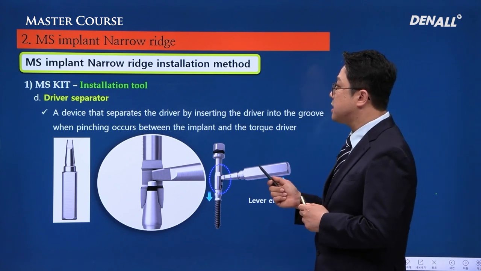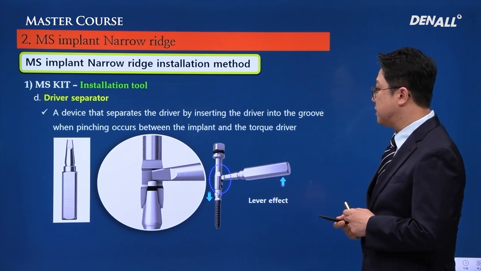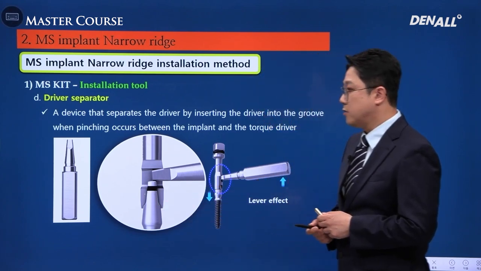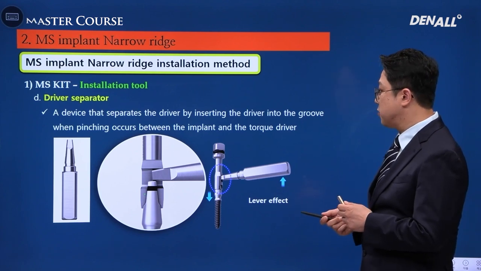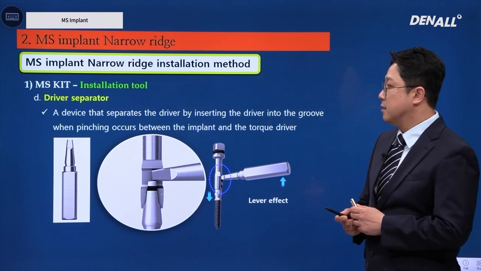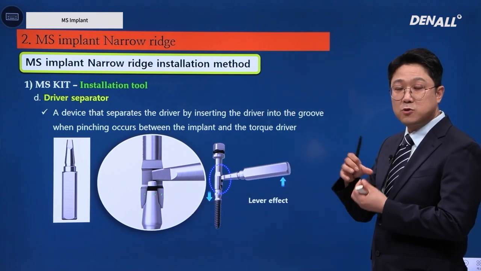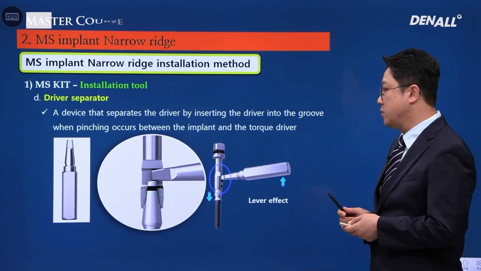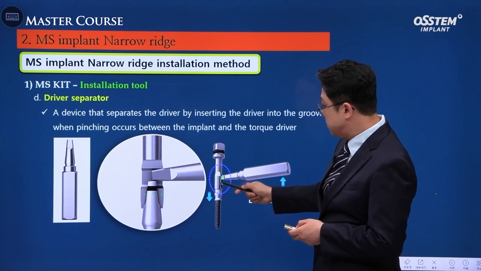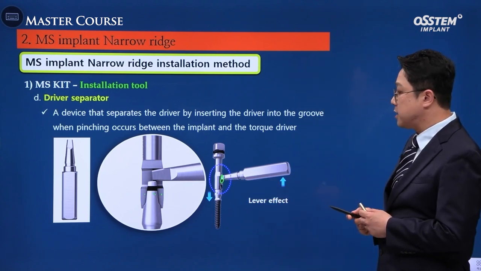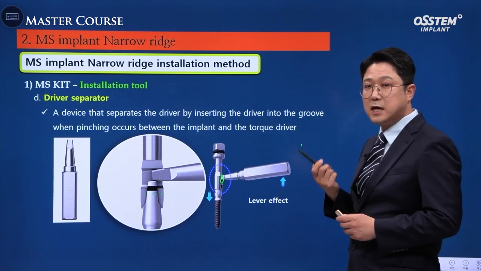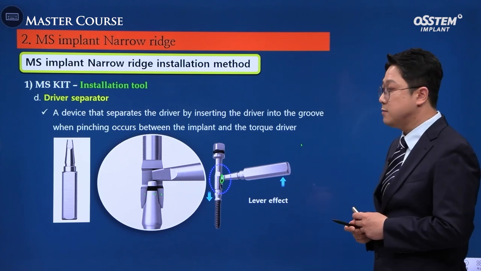What is unique about MS kit is that it has driver separator. When you place implant with machine driver or torque driver, at times it can get locked and it's difficult to detach the driver. In this case, you can use driver separator included here. There's a hole in the torque driver, and using the lever effect, you can detach it. It separates well.